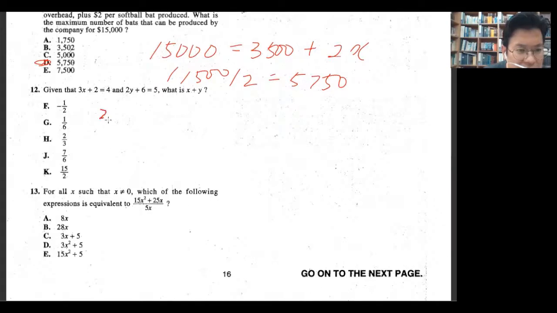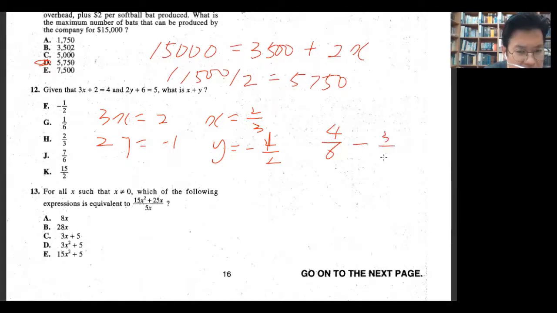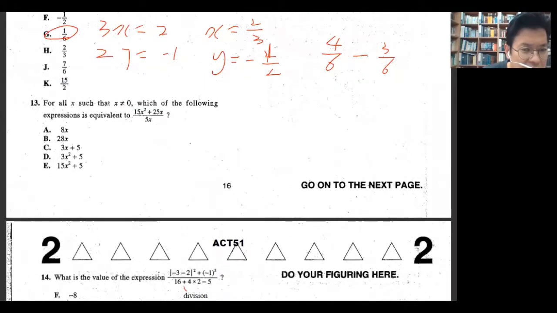X: 3x equals 2, so x is 2 over 3. 2y equals minus 1, so y equals minus 1 over 2. So adding up, 4 over 6 minus 3 over 6 is 1 over 6. Equivalent. So we can take out the x on each, 5 on each, and 3x is left, plus 5.